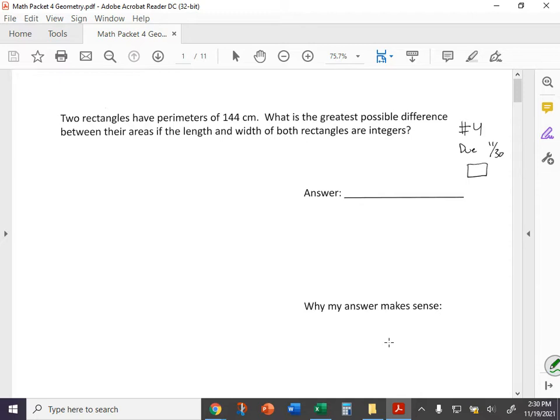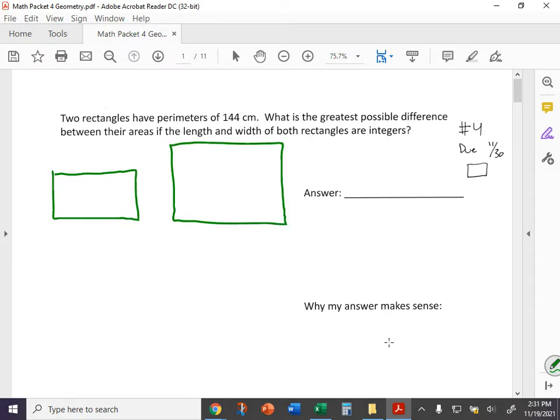So, two rectangles have perimeters of 144 centimeters. What is the greatest possible difference between their areas if the length and width of both rectangles are integers? So, essentially, we got two rectangles here. We'll assume one is larger than the other. One's going to kind of have to be if we're looking for the greatest possible difference of their areas.